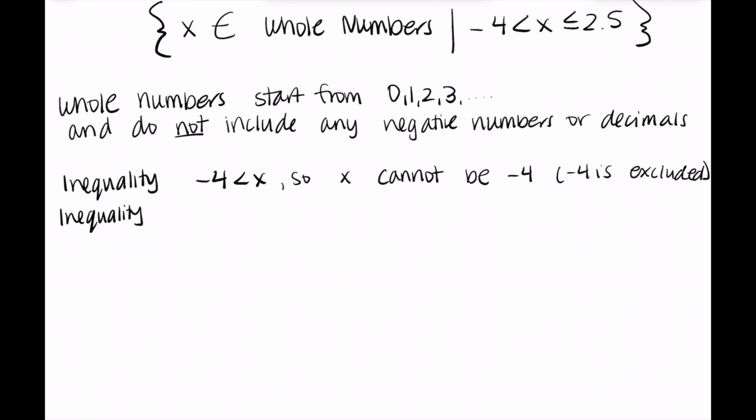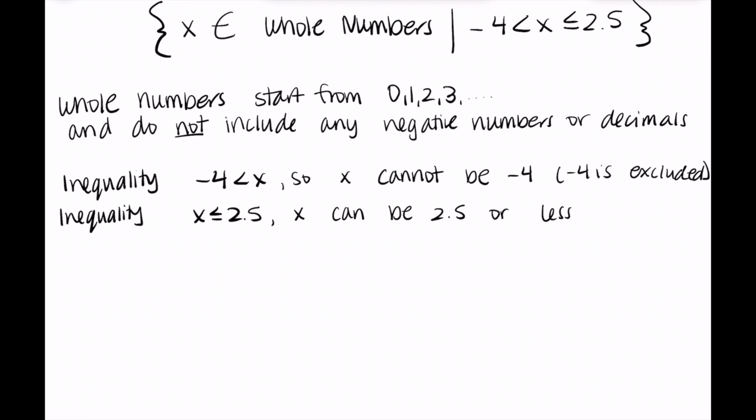Now we'll get into our second part of the inequality, which says that x is less than or equal to 2.5, meaning that x can be 2.5 or anything less than that. But remember, we are only considering whole numbers, and 2.5 is a decimal, so we would not be including it.